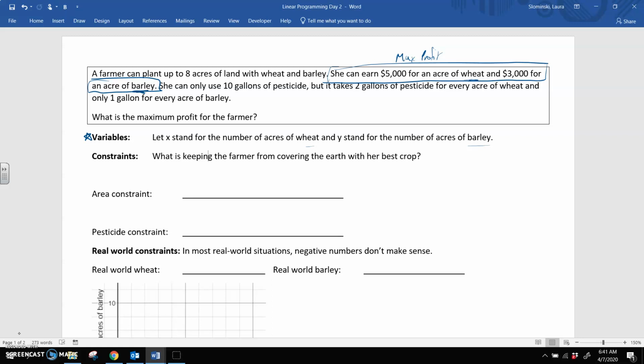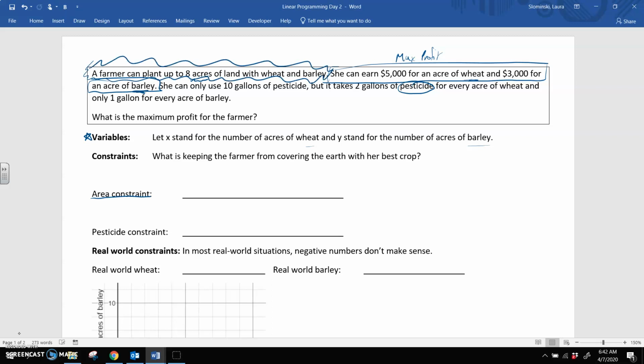Now, the other two things that this problem refers to are acres and pesticides. So those two things must account for my constraints. That's what's keeping the farmer from covering the earth with her best crop. So you can see we give you some guidance. We say, okay, what's the area constraint? So I go back, and this is the sentence that talks specifically about acres.